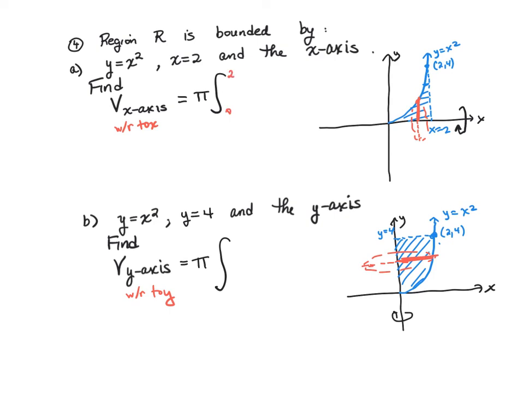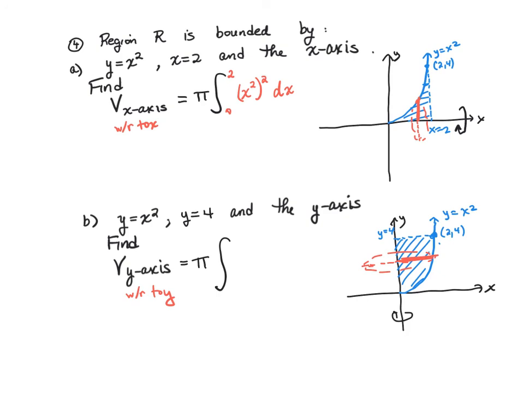Okay, so the x limits of integration would be from x equals 0 to x equals 2. And the radius of the disk is the height of the rectangle, and that's just y equals x squared. But we square that, because remember, the area of a circle is pi r squared times delta x, or dx.